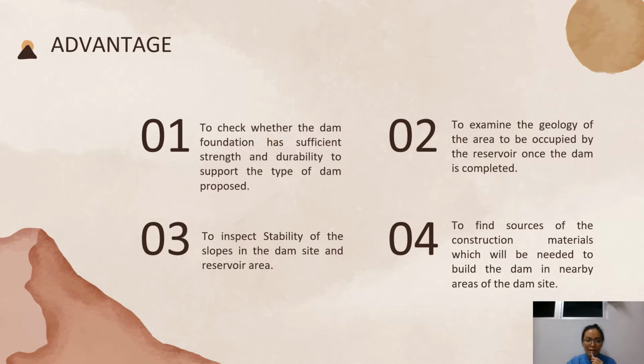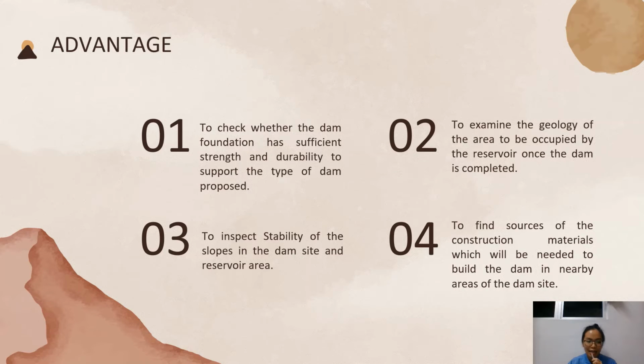the storage area must be watertight, or it may be an area of cavernous limestone which might lead to the dam not retaining water. Third, to inspect the stability of the slopes in the dam site and the reservoir area, whether a landslide into the reservoir is possible and may cause a wave of water to be pushed over the top of the dam.